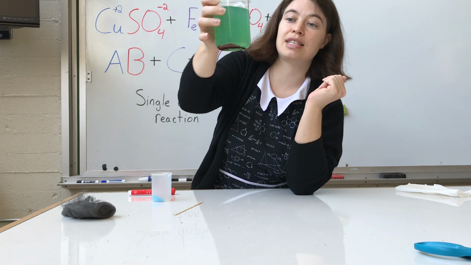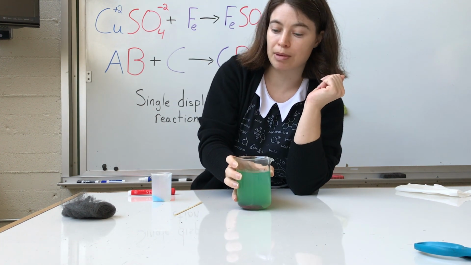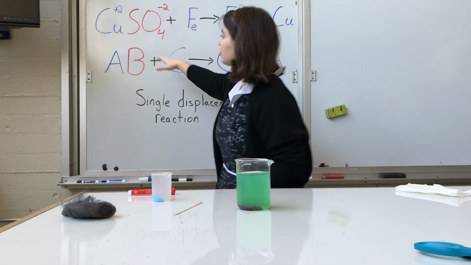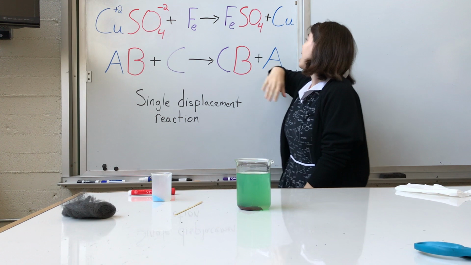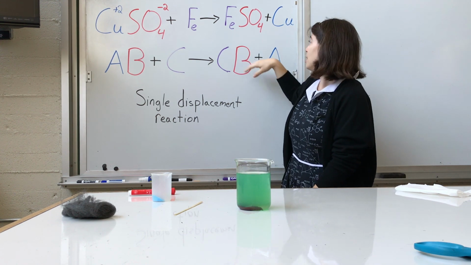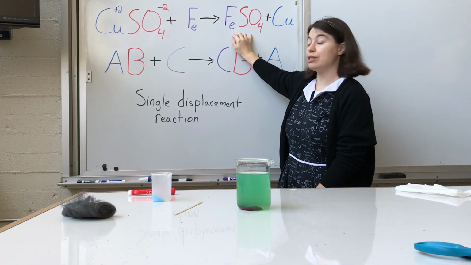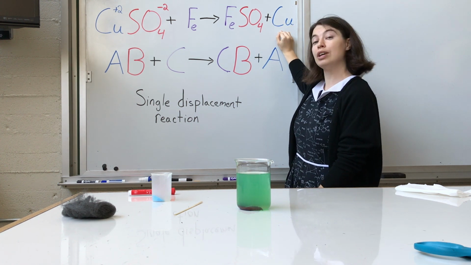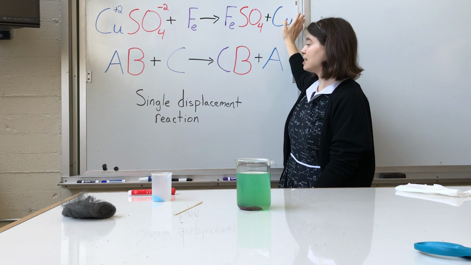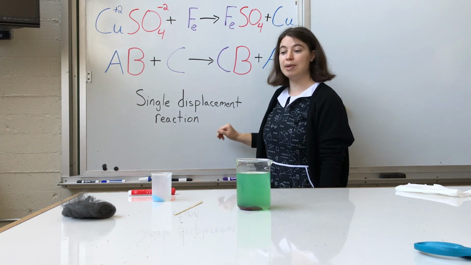So that is an example of a single displacement reaction. So we started with copper sulfate and iron, and now all of the iron is gone, and we have created iron sulfate instead, and we are now left with pure copper. So this again is an example of that single displacement reaction.